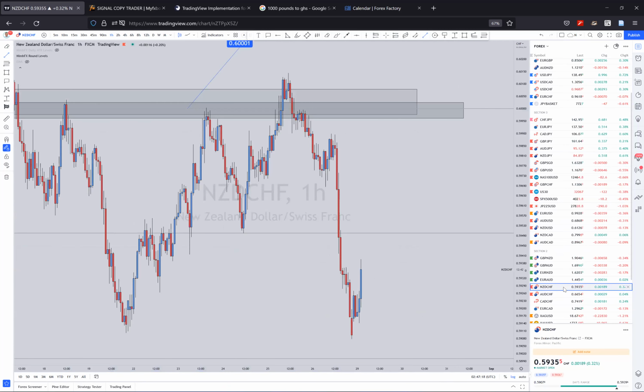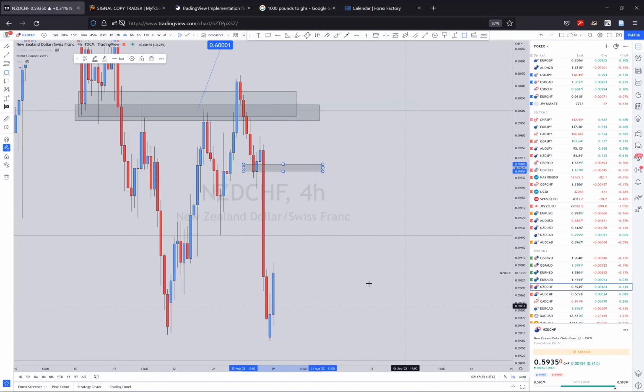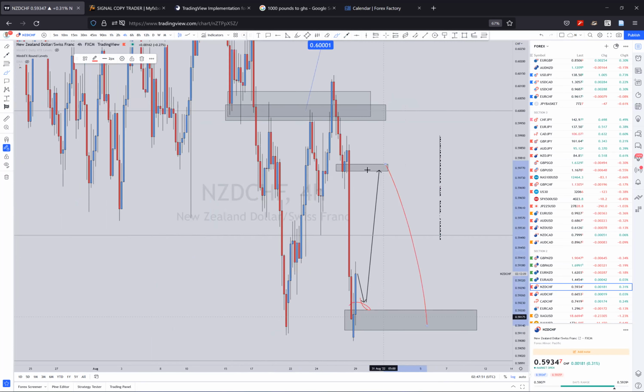So what this means is NZD CHF is also looking to push all the way back into these levels here, all the way back into this level here. But a pullback would make a lot of sense. What do I mean? If this comes back a little bit, that would be a good buying opportunity, and then we'll later sell when price gets into this zone.